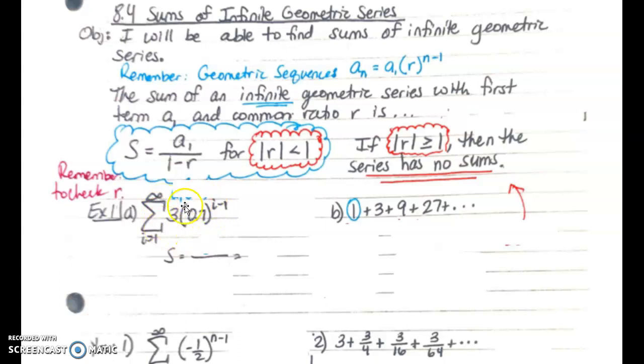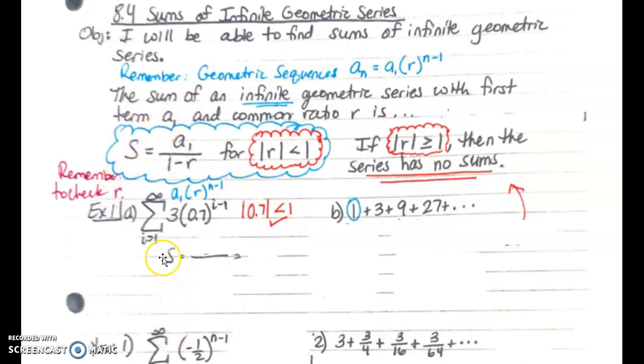Of this rule here, we have 3 times 0.7 to the i minus 1. Remembering that this is our geometric series and the form of our geometric sequences, a sub 1 times r in parentheses raised to the n minus 1, we want to check the r, our common ratio. Our ratio here is 0.7, and the absolute value of 0.7 is in fact less than 1. So we are good to go and move forward to use our formula.